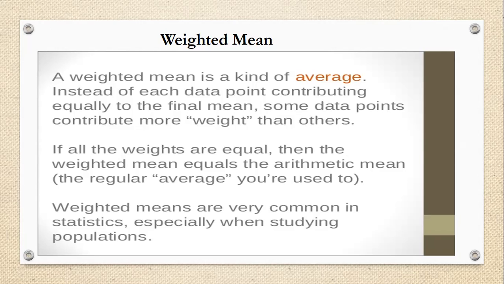Now, the weighted mean is a type of mean that is calculated by multiplying the weight of a particular event or outcome with its associated quantitative outcome and then summing all the products together. A weighted mean is a kind of average. Instead of each data point contributing equally to the final mean, some data points contribute more weight than others. If all the weights are equal, then the weighted mean equals the arithmetic mean, the regular average you are used to calculating. What do you understand by weights?